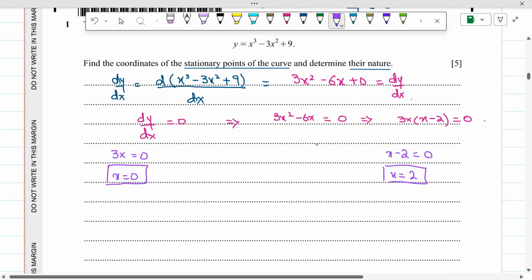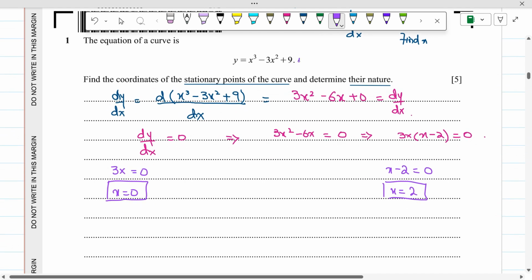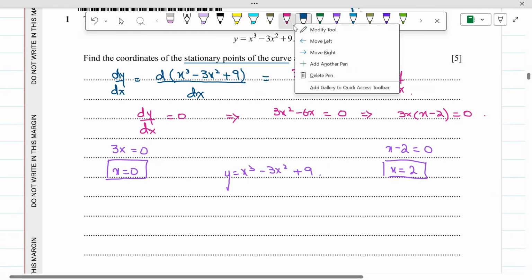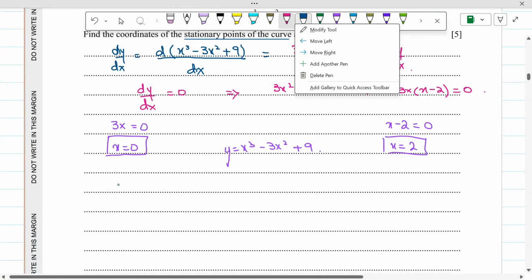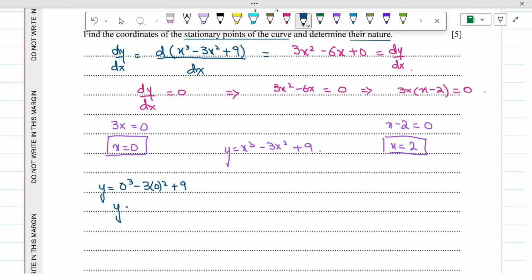Now, to find the y coordinate of the stationary point, we will plug this x coordinate into the curve equation. We have the curve equation y equals x cubed minus 3x squared plus 9. So when we plug in x equal to 0, we will have y equal to 0 cubed minus 3 times 0 squared plus 9. So y is equal to 9.